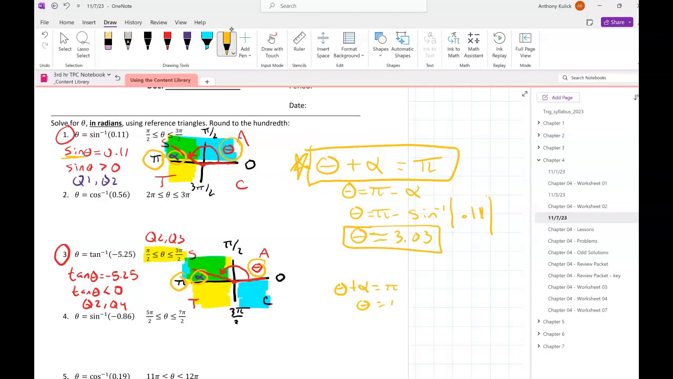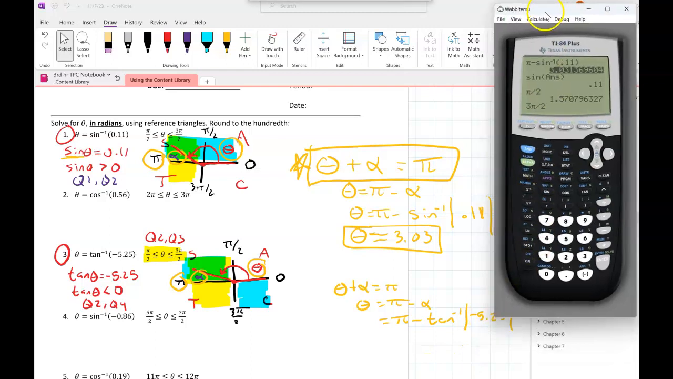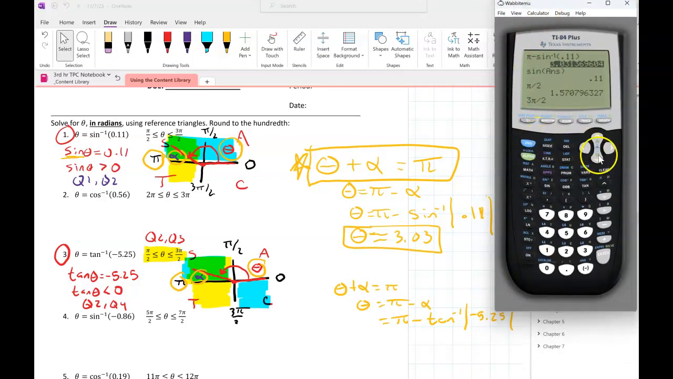So this one works out to be exactly the same equation, except alpha this time is tan inverse of the absolute value of negative 5.25. Because the problem was a different problem, the alpha is a different number. So 1.75 or 76, I guess.